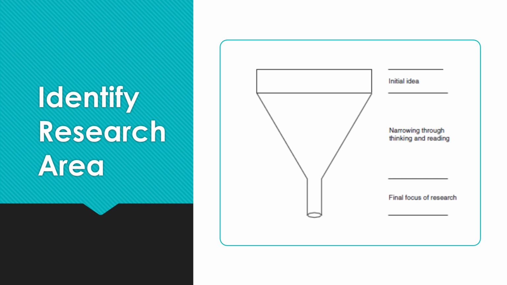So if we look at the steps in identifying the research area, it begins with the initial idea, which is quite broad, and then you narrow it down through your thinking and reading, and then you have the final focus of research. So your research should be focused and specific to a particular subtopic.